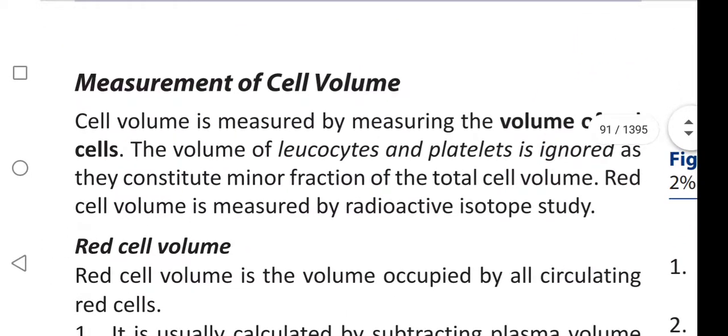Measurement of cell volume. Cell volume is measured by measuring the volume of red cells, the volume of leukocytes and platelets. The volume of leukocytes and platelets is ignored as they constitute a minor fraction of total cell volume. Red cell volume is measured by radioactive isotope study.